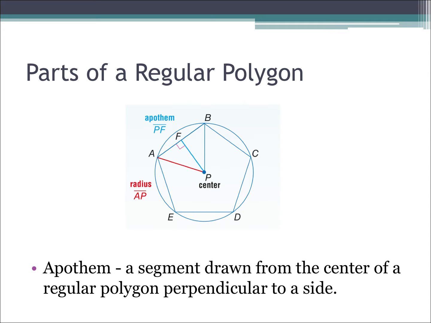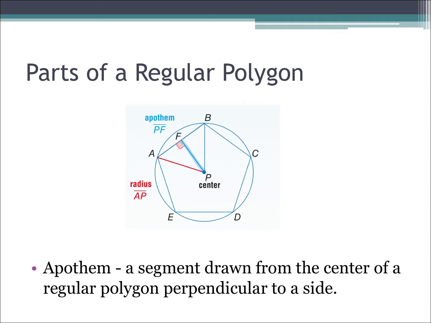Now the new bit of vocabulary is this apothem line. This line goes from the center to the side of the polygon. It does not touch the edge of the circle, but it stops at the side, and it creates, by definition, a right angle with that side. This is one vocab word we will be using a lot. All it is is the segment that goes from the center of the polygon to the side of the polygon.